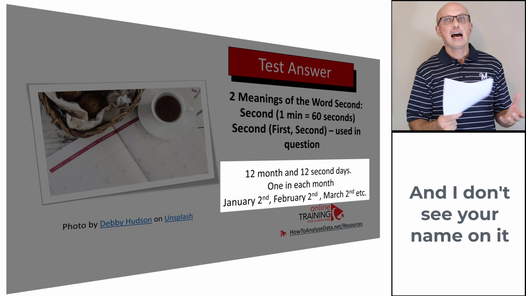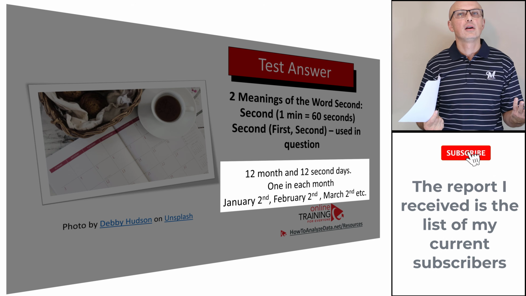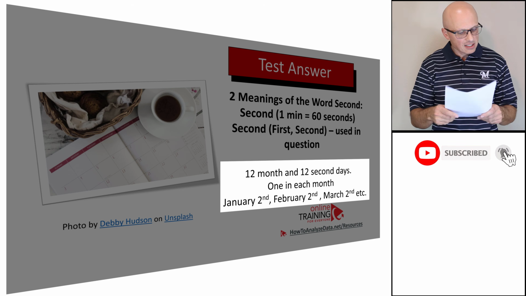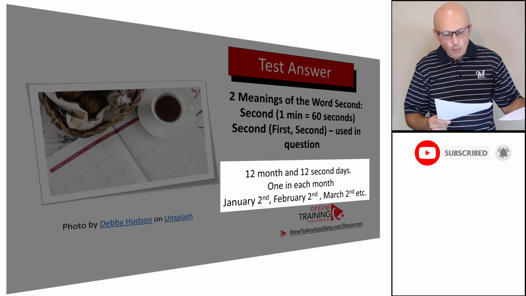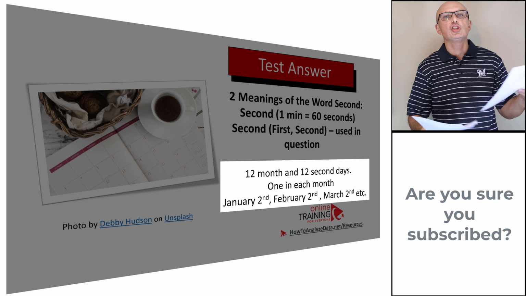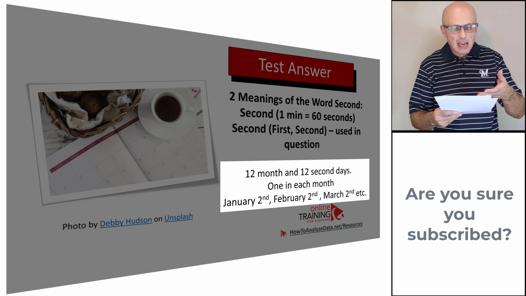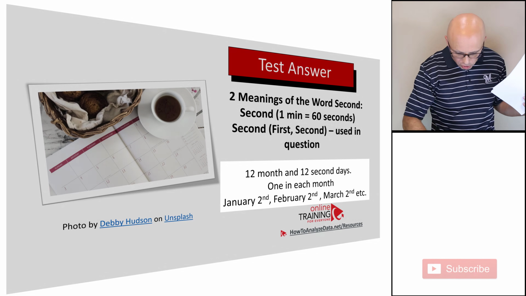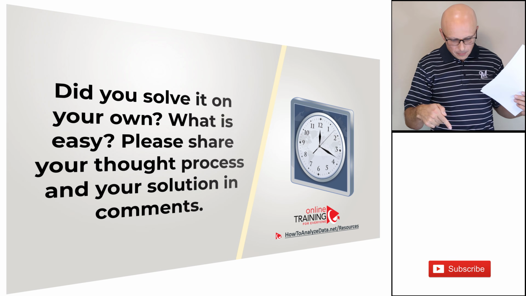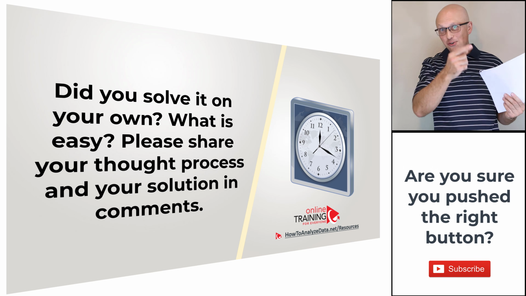So if we go back to the question, in the year there are 12 months, and there are 12 second days. 1 second day in each month. January 2nd, February 2nd, March 2nd, and etc. Hopefully you've nailed this question. It gave you some laugh, and you now know how to answer similar problems on the test.